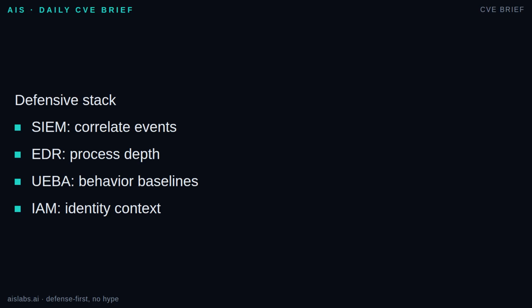For example, 4624 tells you a logon happened. Asset data tells you the host is a domain controller. UEBA says the user has no history there. 4688 shows what ran next.